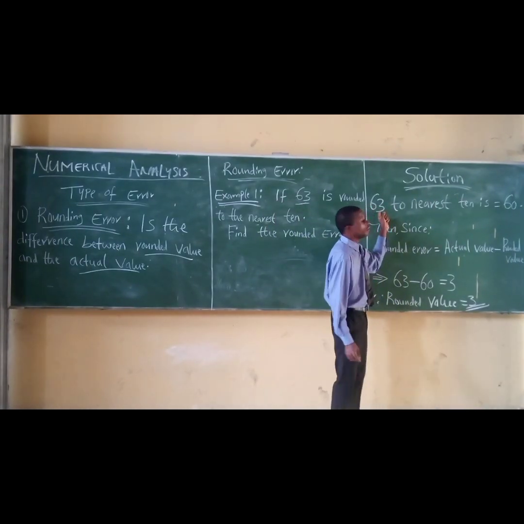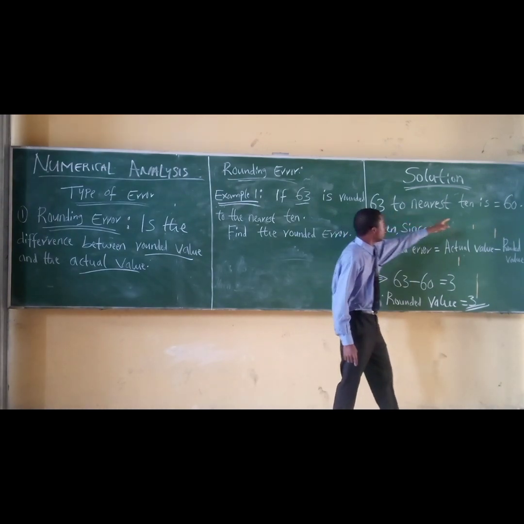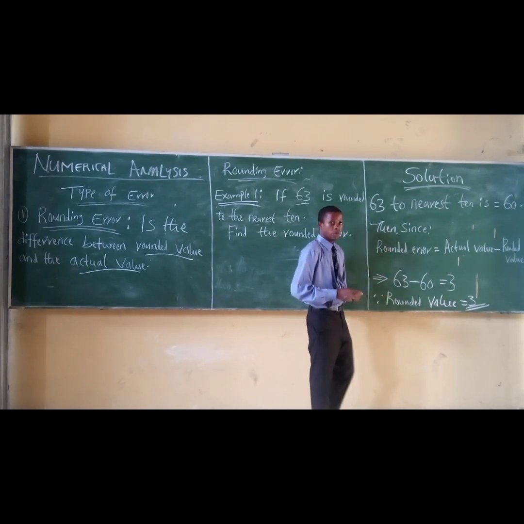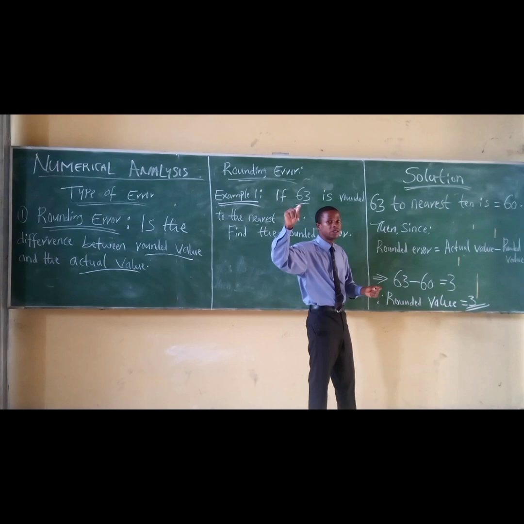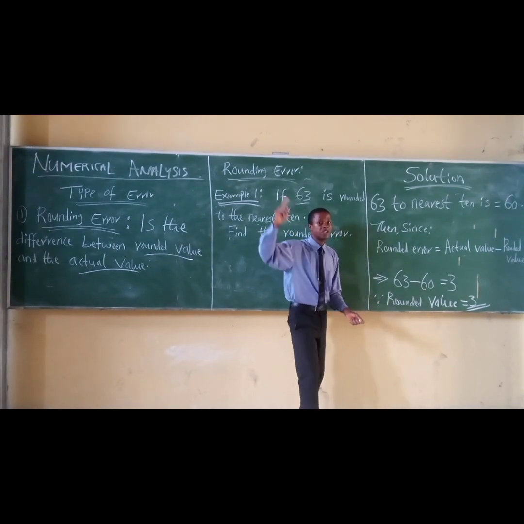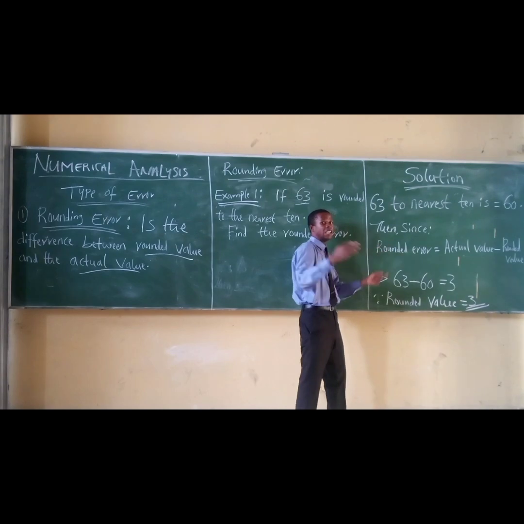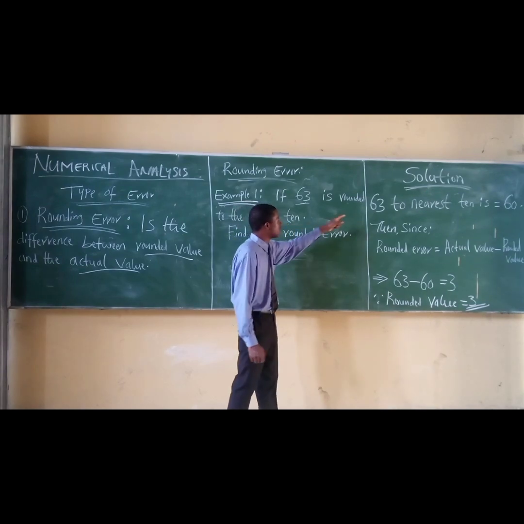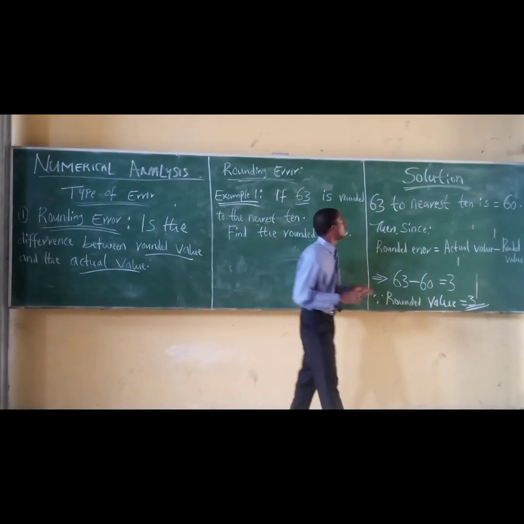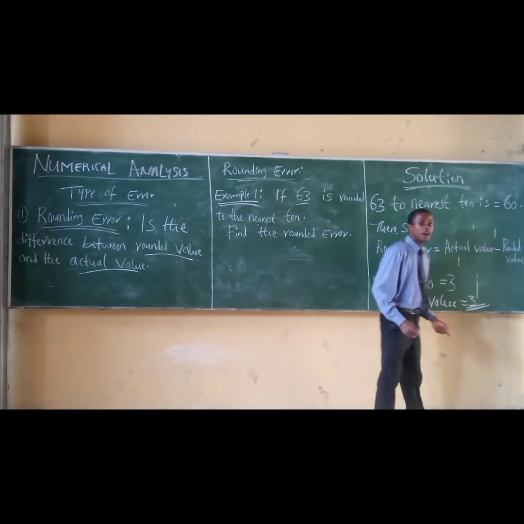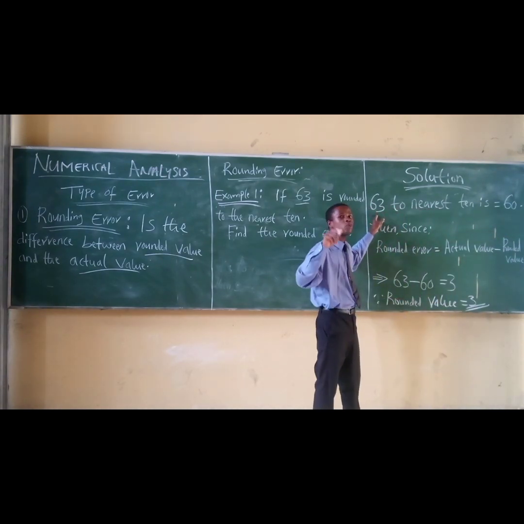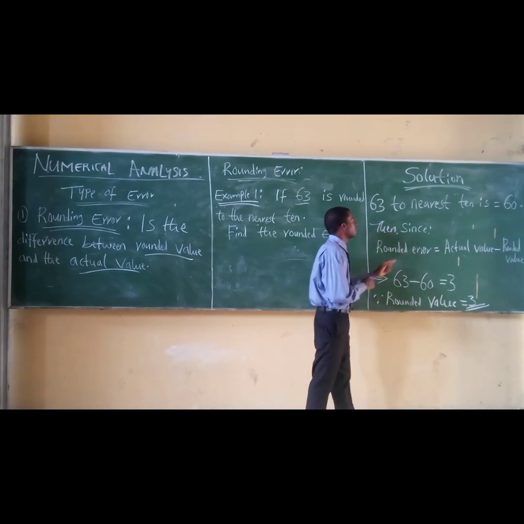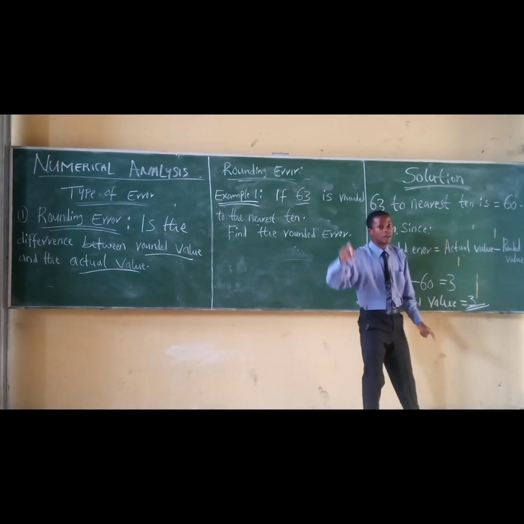Solution. 63, if it's rounded to the nearest 10, is 60, because 60 is nearer to 63 than 70. If you count from 63 to 70, you have almost 7 numbers to reach 70. But if you count from 63 to 60, you have only 3 numbers. So the nearest 10 of 63 is 60. That is the short way to know it. For our question, 63 is the actual value they gave us, so this 60 now becomes our rounded value.